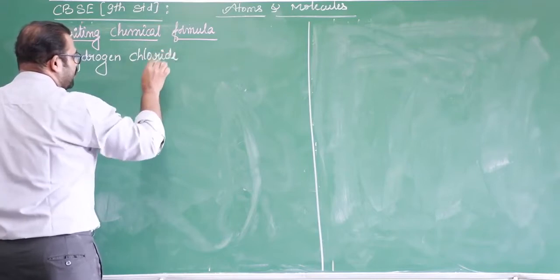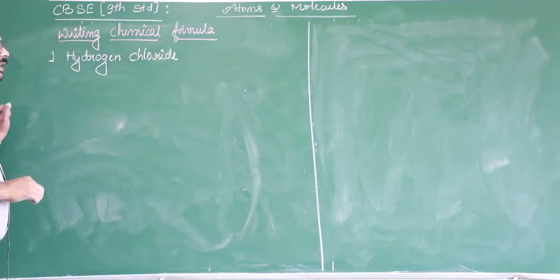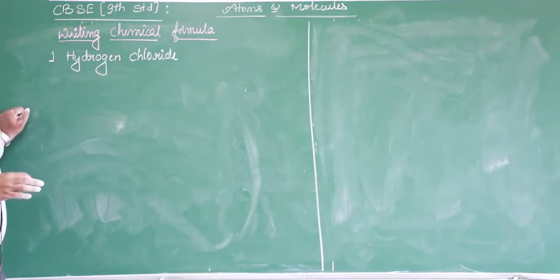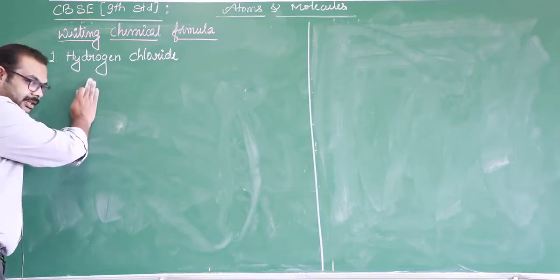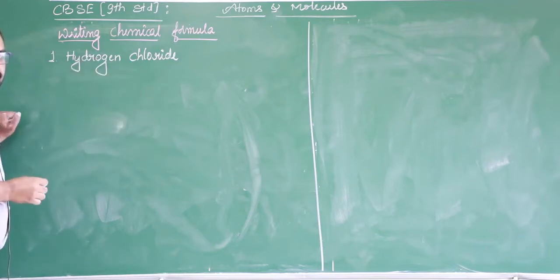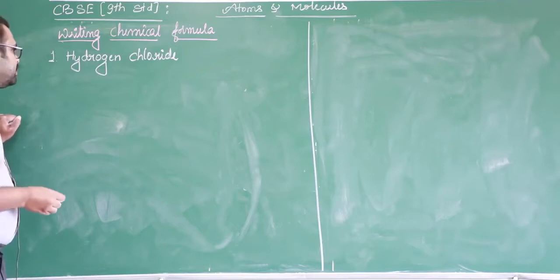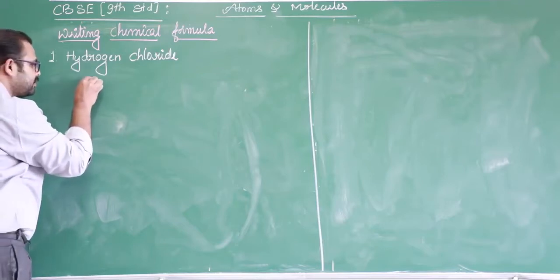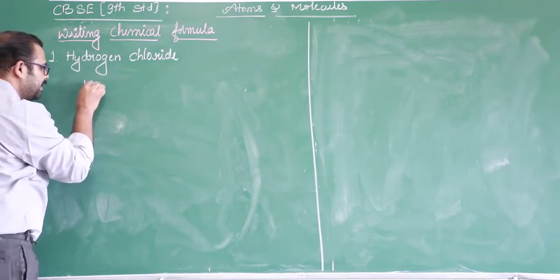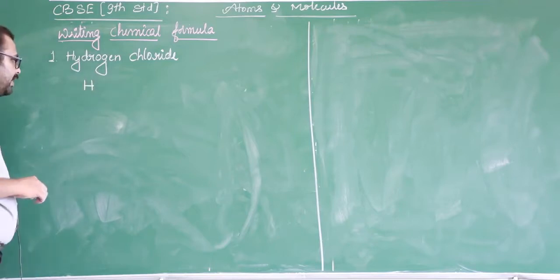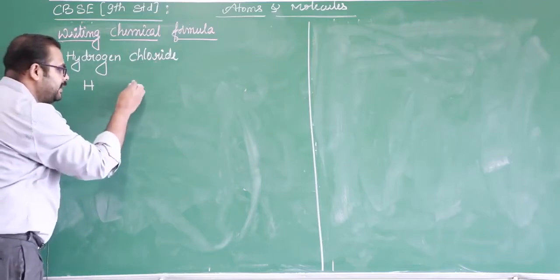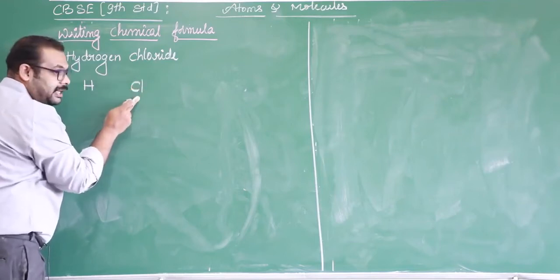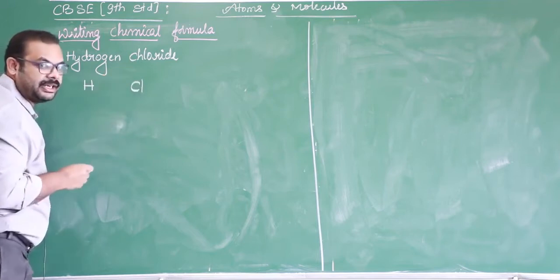Hydrogen chloride. While writing a chemical formula, we always have to write the cation first, followed by the anion. That means the positively charged particle we write first, then followed by the negatively charged particle. Hydrogen is a cation, so first we will write H. Chloride is the ionic form of chlorine and its symbol is Cl. Chlorine is the atom, chloride is the ionic state.